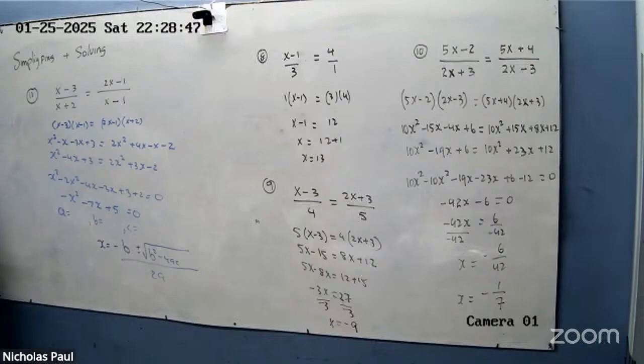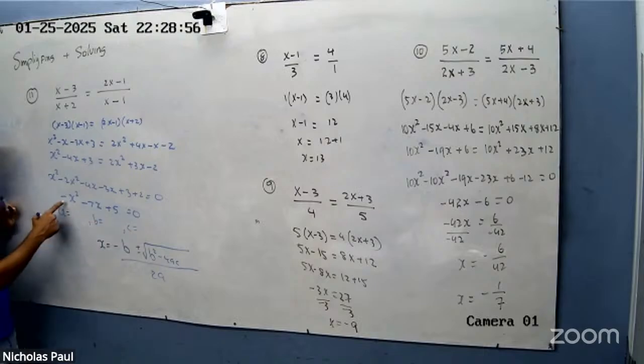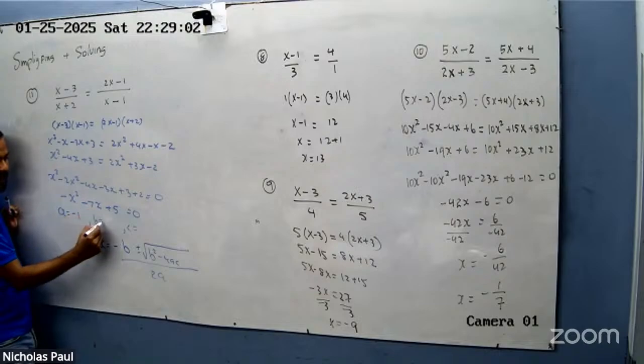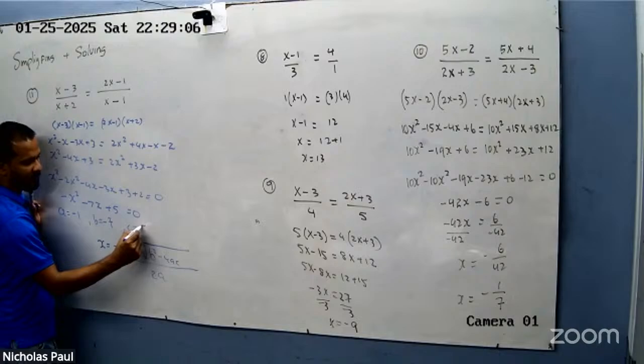So watch here. For those who do not know how to solve the quadratic, you need to figure out what is A, what is B, and what is C. A is the value in front of x squared, so that's minus 1. B is the value and the sign in front of x, so that's minus 7. And C is the constant, which is 5.